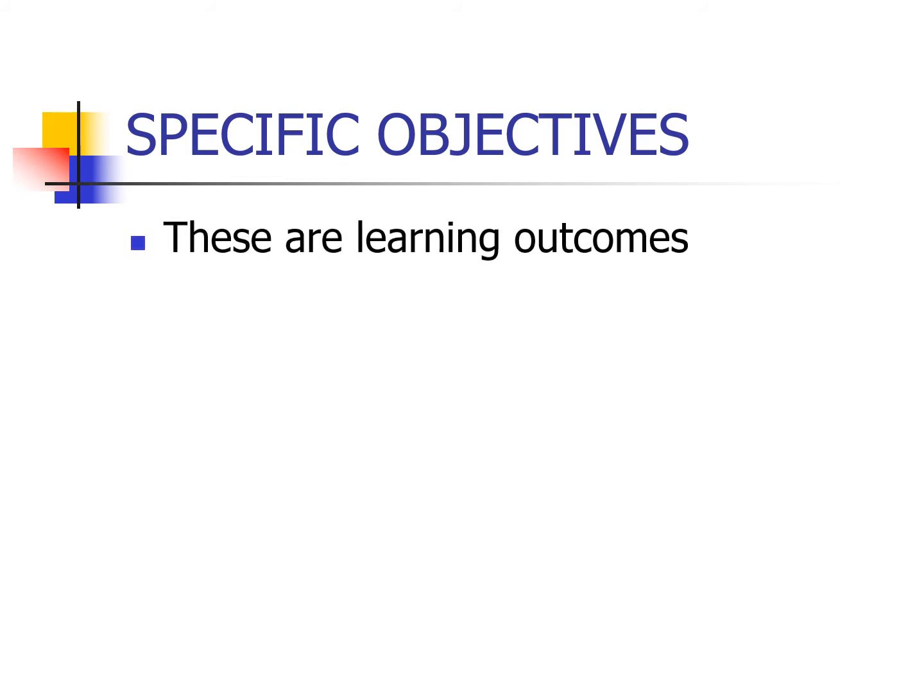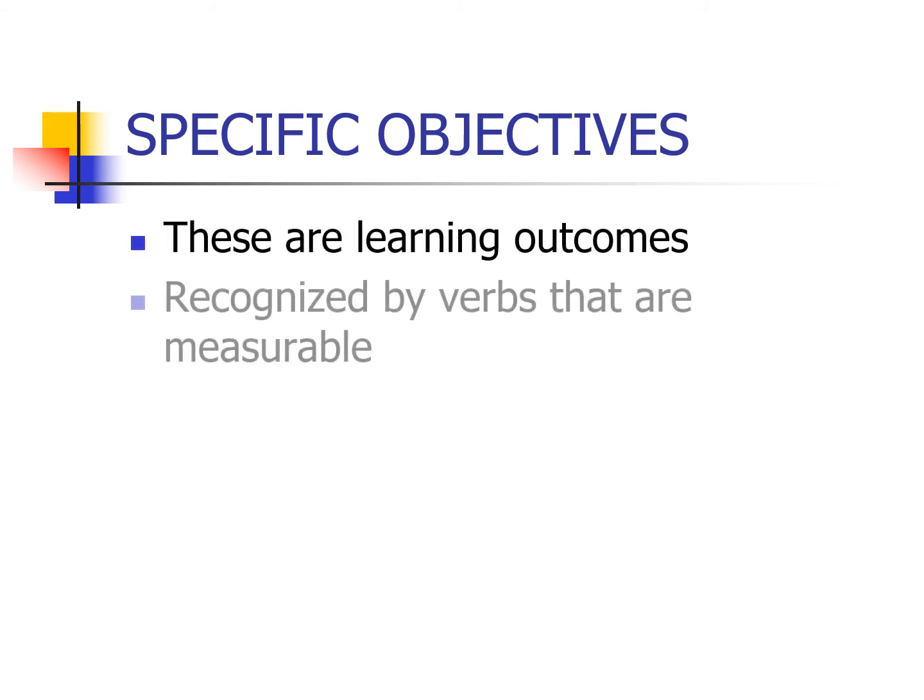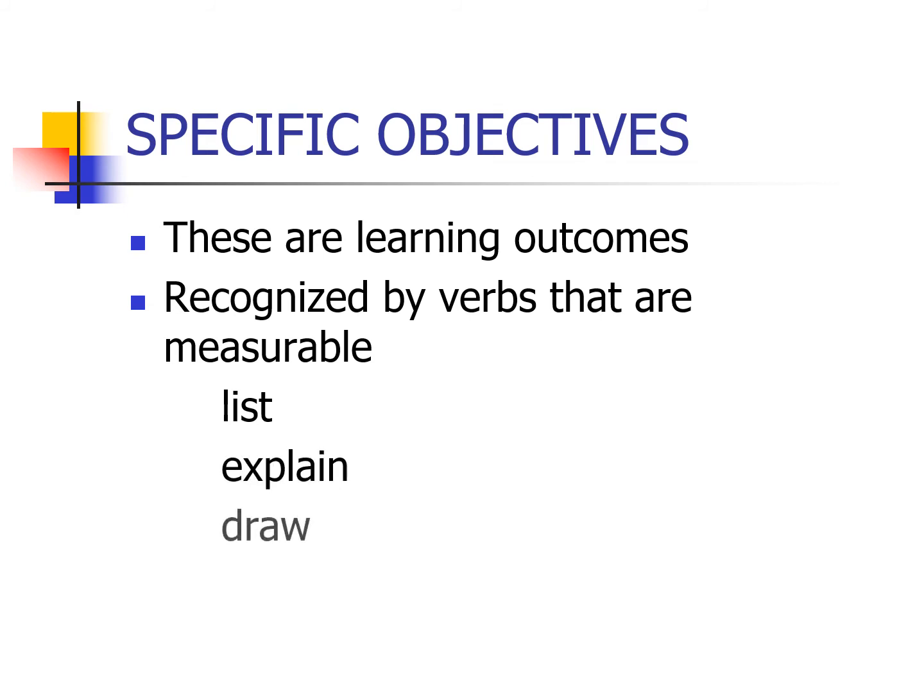Specific objectives are learning outcomes. They are recognized by verbs that are measurable. Examples of these verbs are list, explain, and draw.